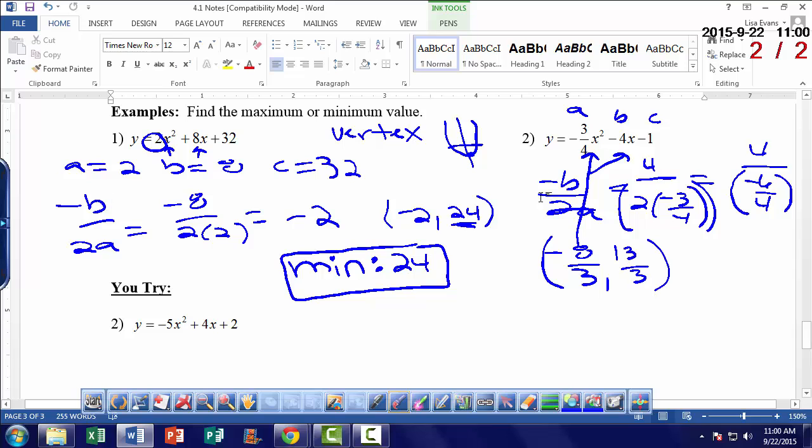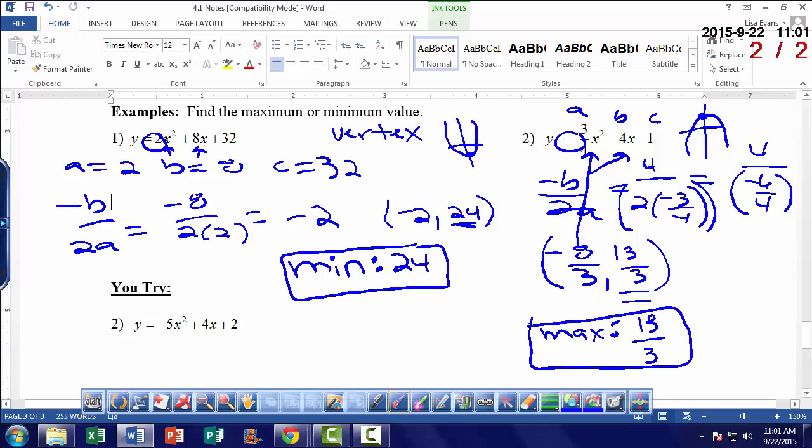So how do I write my answer? This time it leads with a negative, so I know my parabola opens down. So I know I have a maximum value because this is going to be our highest point. What's our maximum value? The y value. How high up does it go? To 13/3. It's okay if you have decimal too. If you had decimals, you would have the vertex to be -2.7, 4.3.